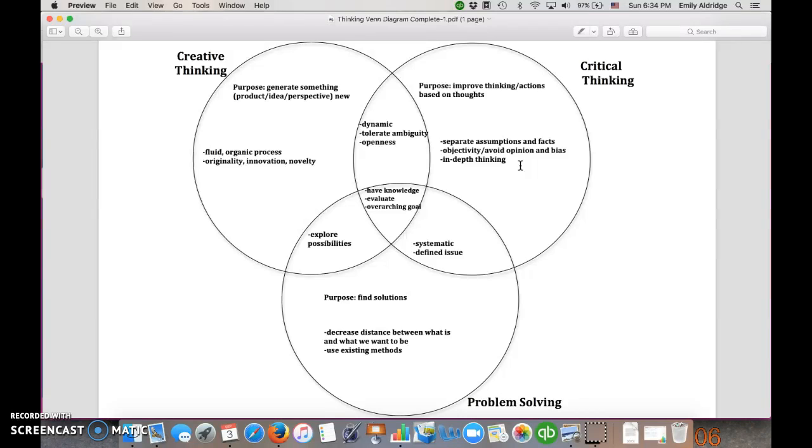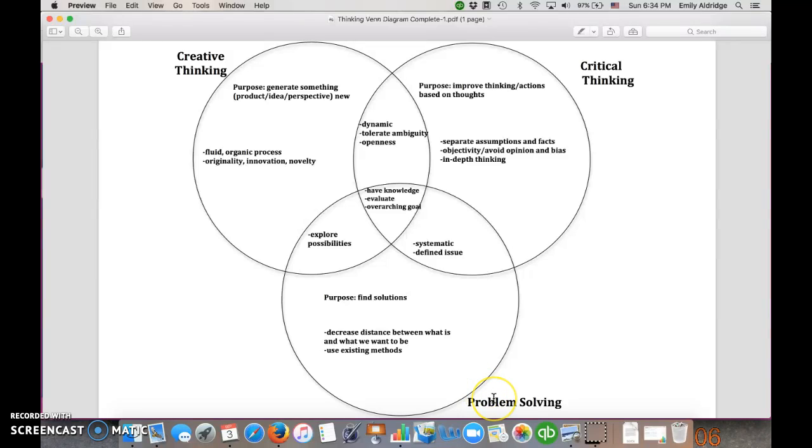So with critical thinking, this might be our pro-con list. If you want to think of creative thinking as brainstorming, one way to do critical thinking is through a pro-con list. You're going to have to try to find the black and white in an issue. You're going to try to separate assumptions and opinions from facts, and the facts are what you're going to try to focus on. So data is going to play a big role in critical thinking, and objectivity is going to play a big role in critical thinking.